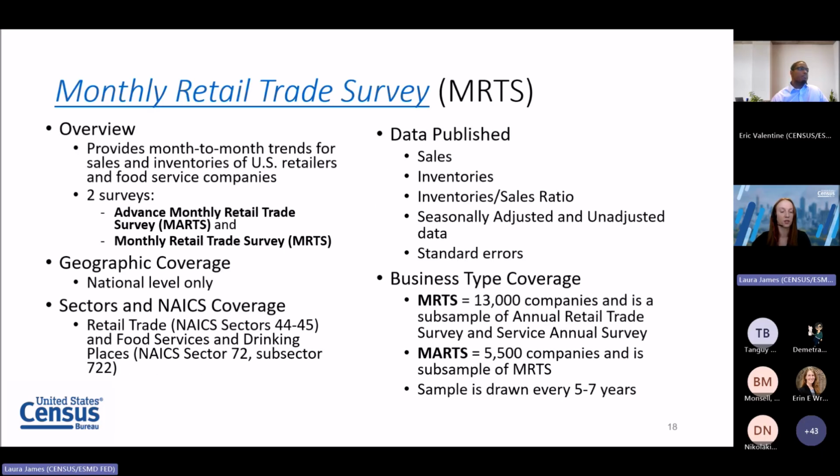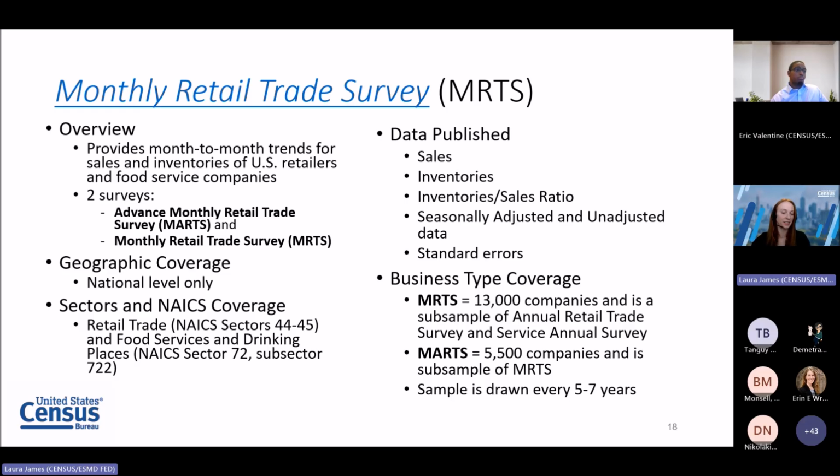So I'll start off with the monthly retail trade survey, which is also known as MRTS. This survey provides month-to-month trends for sales and inventories of U.S. retailers and food service companies. There's actually 2 surveys here. There's the MRTS, and we also have an advanced monthly retail trade survey known as MARTS, and that just provides an early indication of sales activities. So for example, in the month of September here, for the MRTS, we'll be releasing data for July, and then for MARTS, it will have sales data for August.